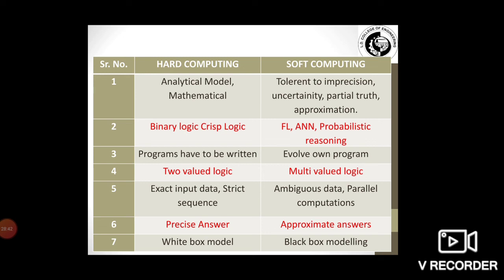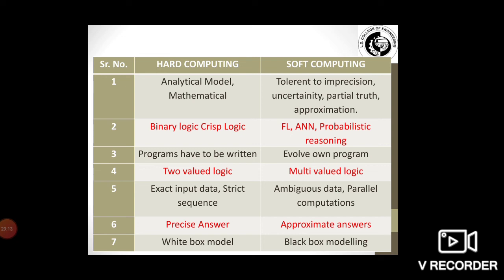But in soft computing, ambiguous data is allowed, meaning even if the data is not arranged, and parallel computation at the same time can be done. In mathematics, you know, step 2 has to be done after step 1, and step 3 has to be done after step 2. But in soft computing, all the steps can be done in parallel, so it will save your time. Hard computing gives you precise answers, and soft computing gives you approximate answers. But in soft computing, you have to do an iterative process or trial and error to get the perfect answers.